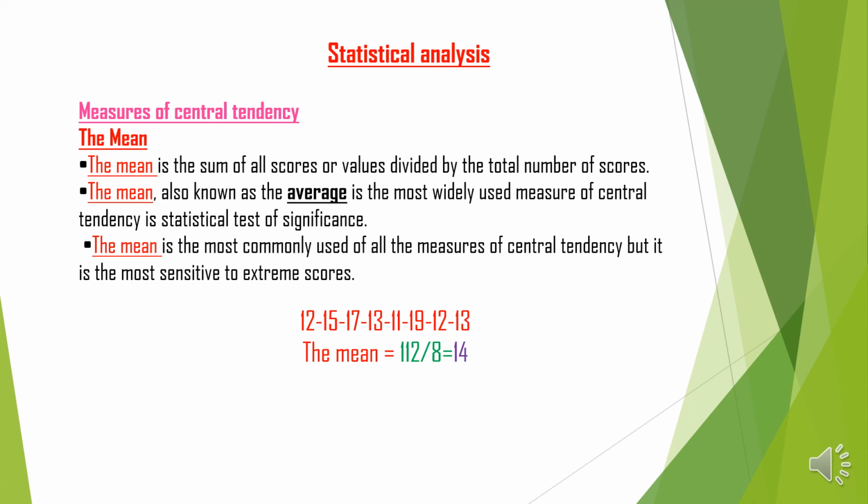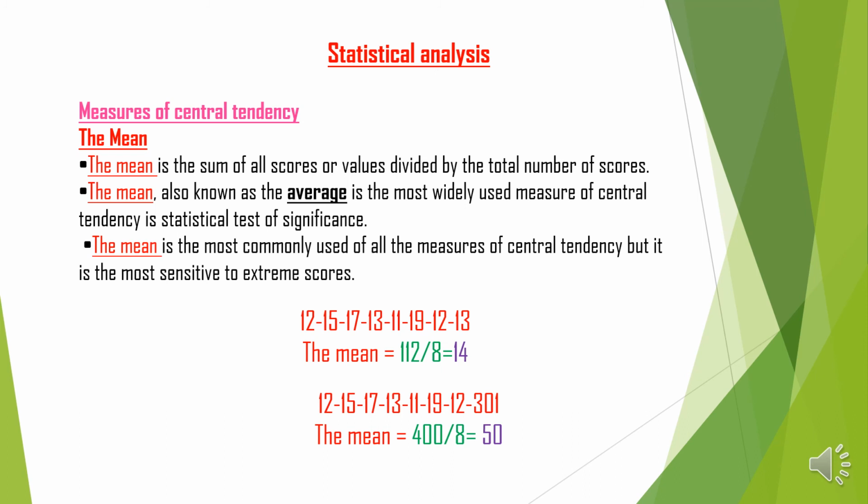So what's the problem with the mean? It's very sensitive to extremes. I will put the same numbers, 12, 15, 17, 13, 11, 19, 12, but I changed only the last number, which was 13. I put 301. The mean now becomes the total, which is 400, divided by the total number, which is 8 numbers. So the mean now is 50. So as we changed the extreme, putting in a very far number, the mean changes very, very much.